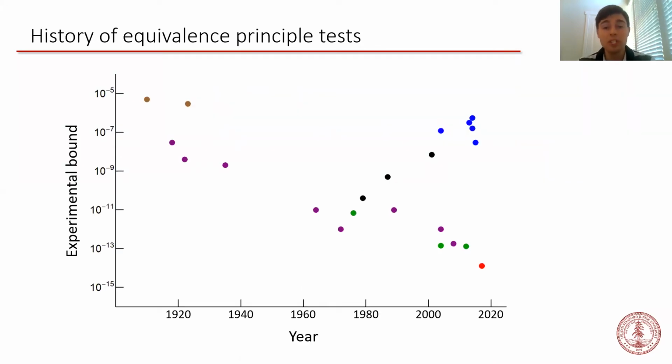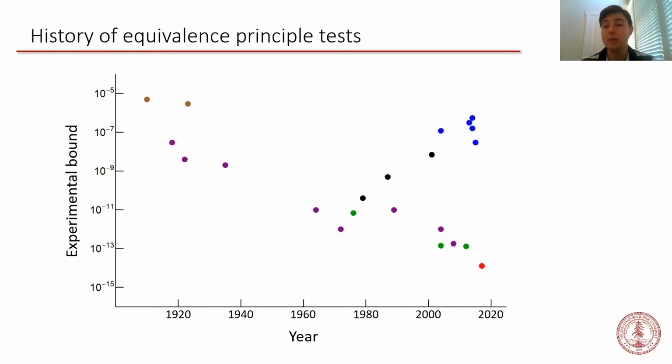Tests of the equivalence principle, or EP, have been done many times before. This graph summarizes some of the EP tests that occurred over the last 120 years. The x-axis is the date of the test, and the y-axis is the relative accuracy of the measurement in terms of the Eötvös parameter, which is the ratio of the differential acceleration to the common acceleration. The points are color-coded according to the type of experiment that was performed.